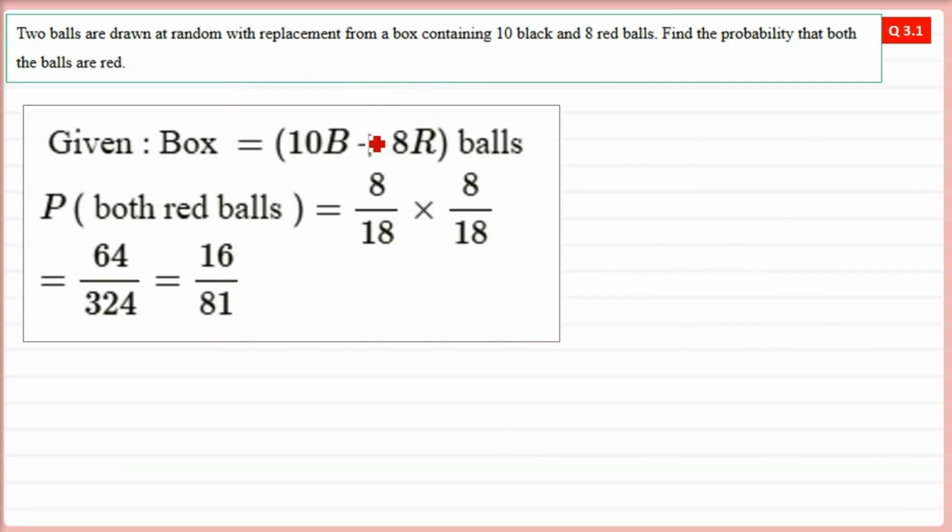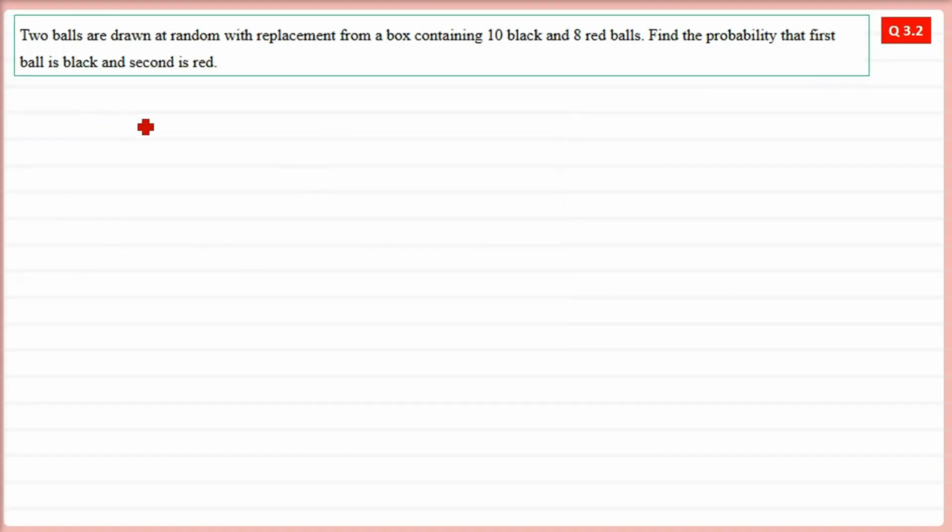So this was a very simple question that can be followed. 3.2 will also be done in a similar way. Now we have again the same box which contains 10 black and 8 red balls. We have to find out the probability that the first ball is black and the second is red.